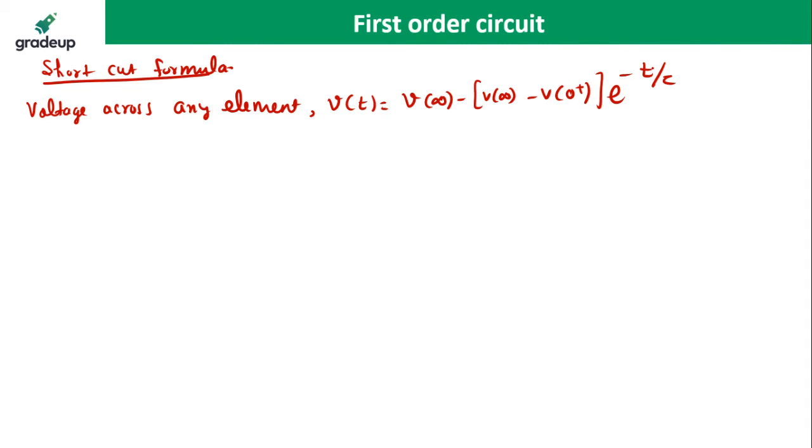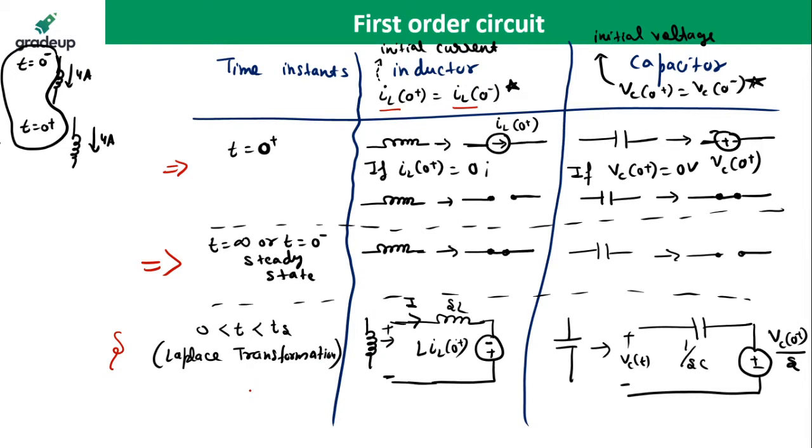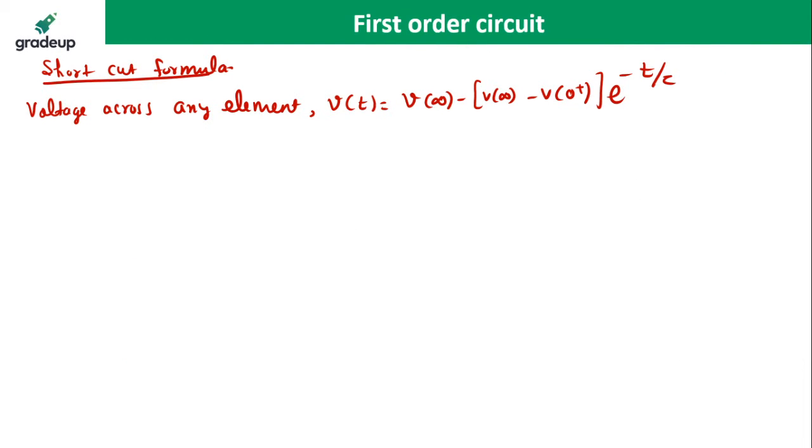See what happened. Why is this a shortcut formula? If someone asks you to find the voltage and current equation with respect to time, then I have to use the Laplace transformation. Laplace transformation is easy, but the inverse Laplace will be a difficult task, because if the network becomes complex, then inverse Laplace becomes difficult. So for that I can use this particular formula.